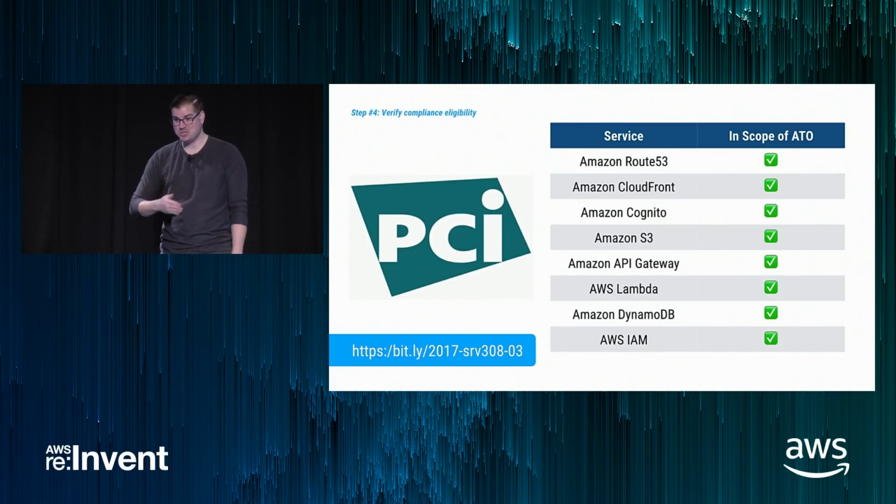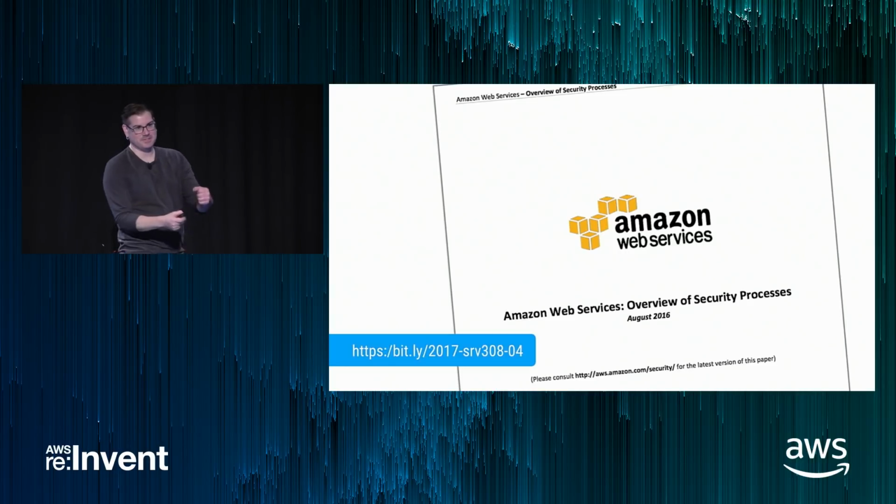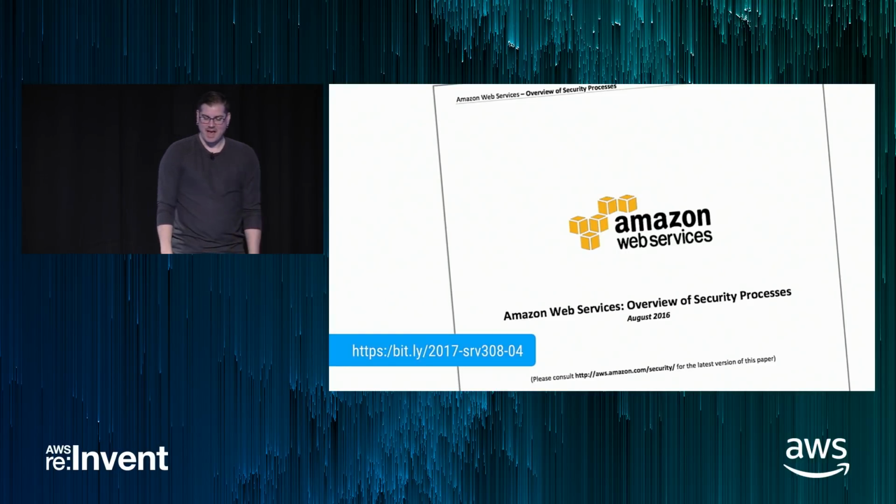And sometimes you got to churn through the boring stuff to get the good stuff. But all of our services are in scope, which is great. However, it's not that simple, because it should be that simple, but it never is. There is an older white paper. It's about to be updated, thankfully, but this is the Overview of Security Processes white paper from AWS.